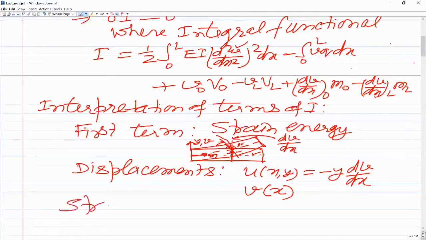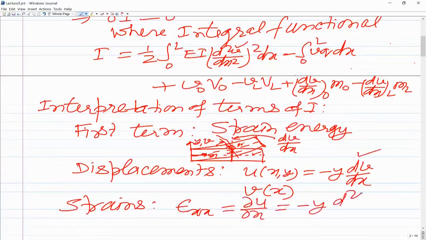Now if you look at the strains in the case of a beam, the only independent non-zero component of strain is epsilon xx, and as you know this is del u by del x, and as you know u is given by this expression, so it would be minus y into d2v by dx square. So this is the strain.